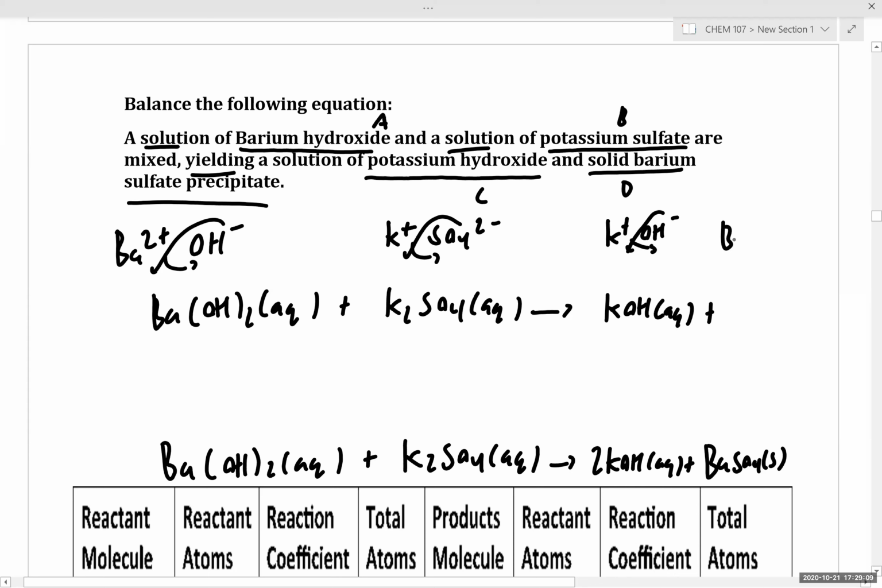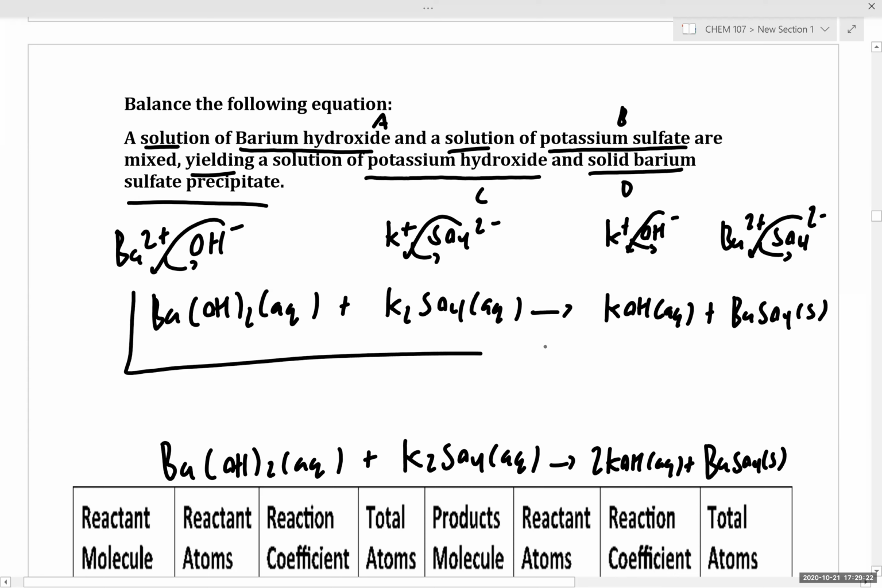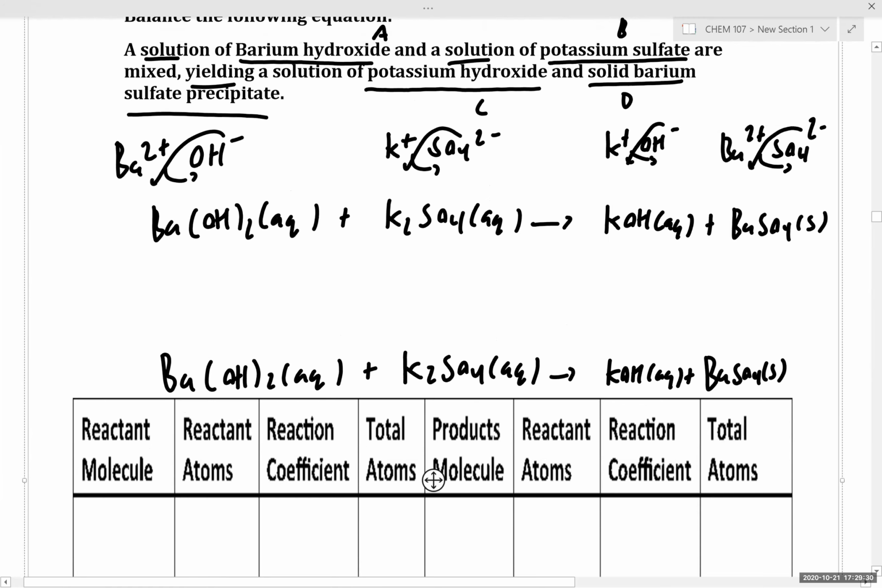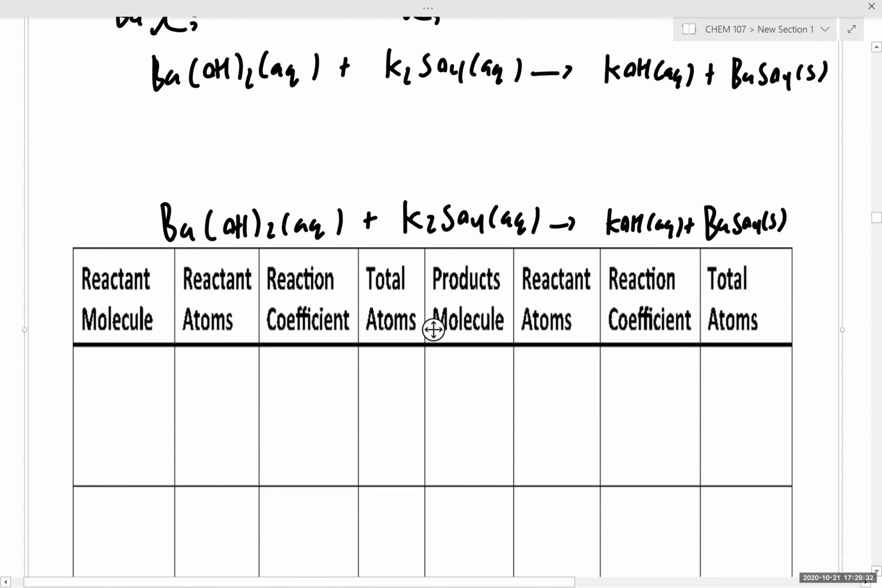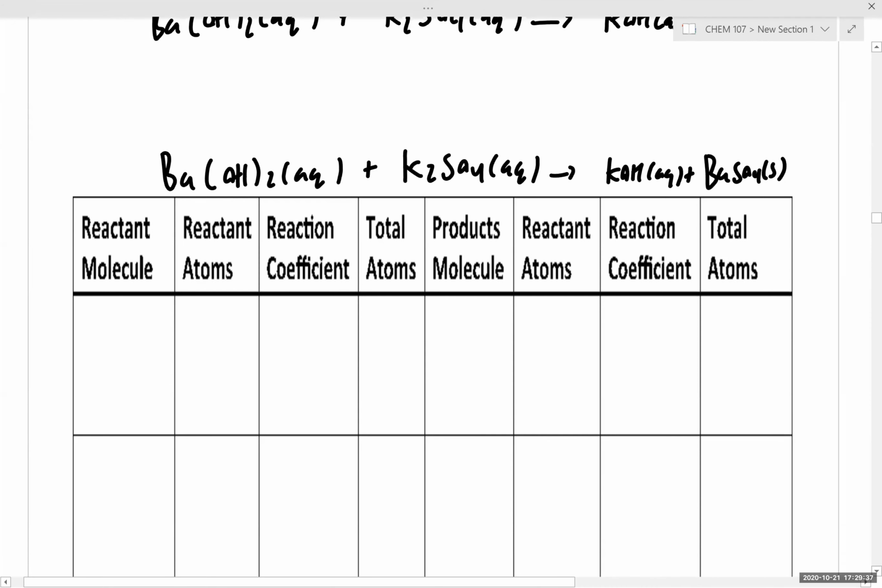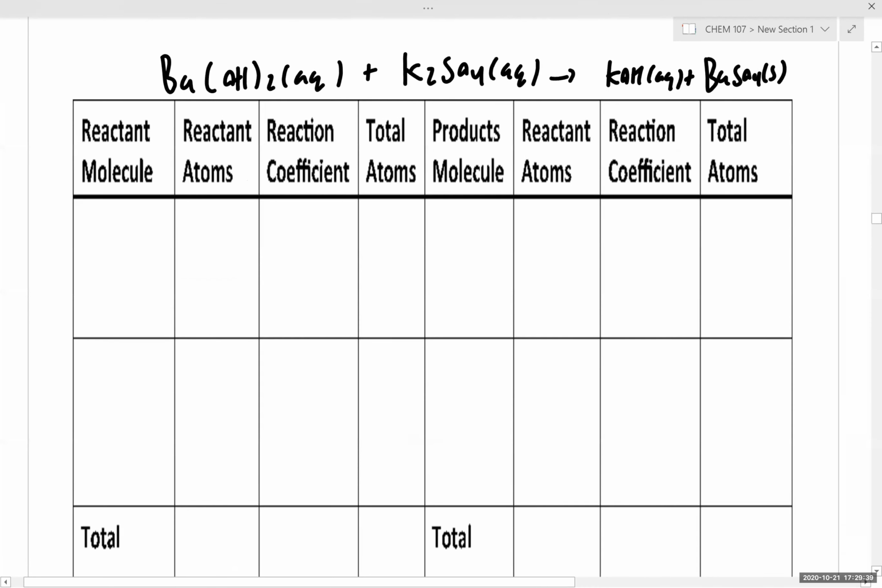Barium sulfate, we take Ba 2+ and SO4 2 minus. We cross our charges to get the simplest ratio of ions, and that gives us BaSO4 solid. Okay, we now have our rudimentary unbalanced chemical equation. Let's now focus on balancing this chemical equation. So what coefficients need to be adjusted or modified to balance this chemical equation?